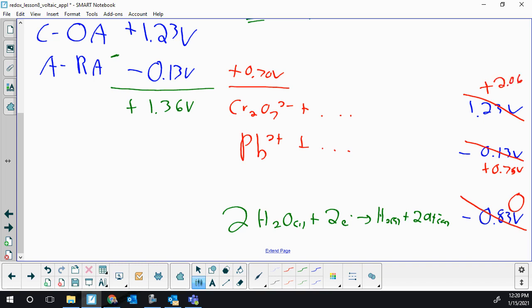So this is 0.7 above our new reference. This is a little over 2 volts above our new reference. We just reset this scale.